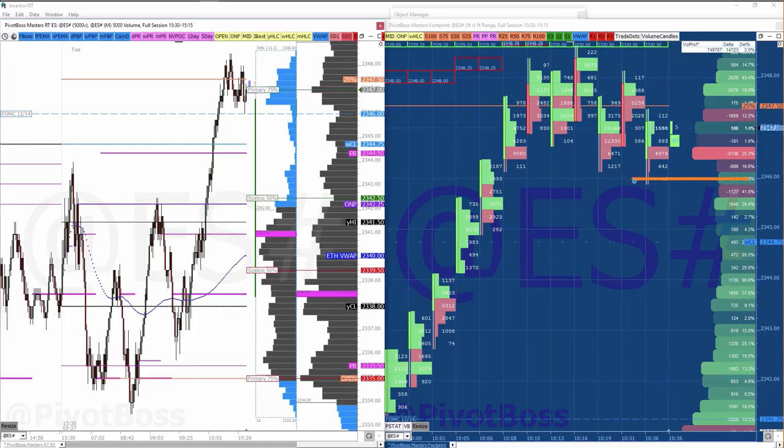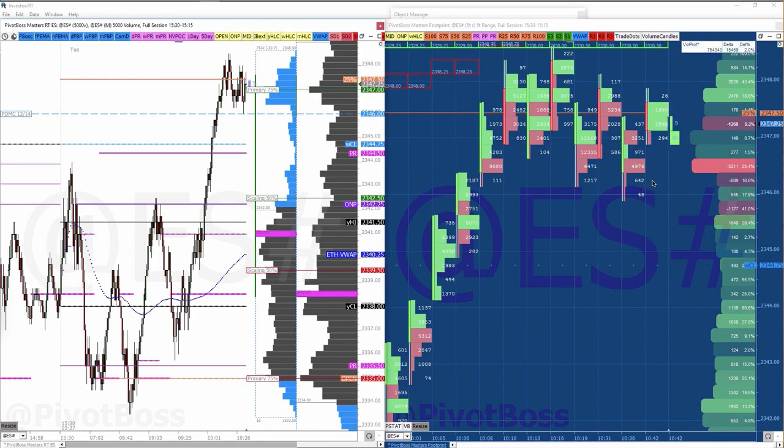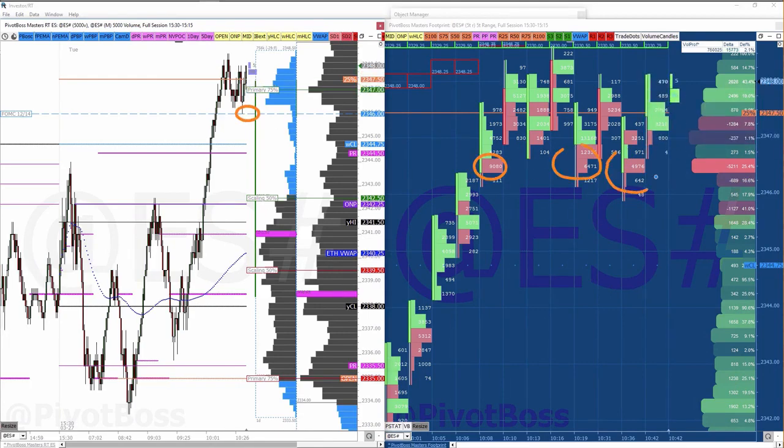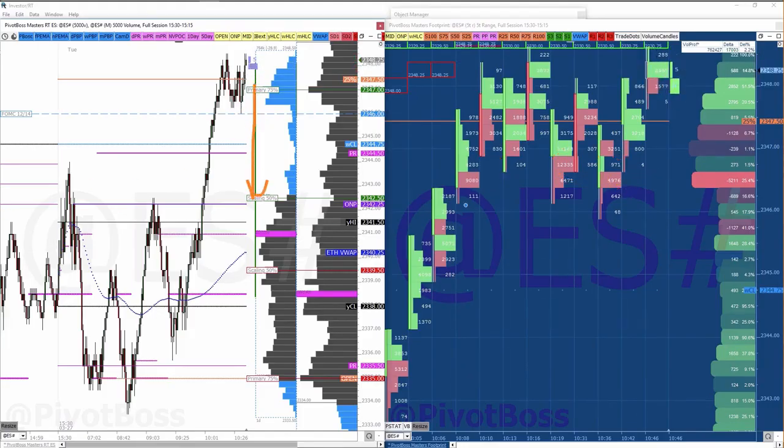Here's a clean test of 46s now. Another 6,000 contracts here that can't get paid. Look at that clean test right there. Look at all those sell imbalances. This shows you that sellers are trying to push through those 46s and they are not getting paid.